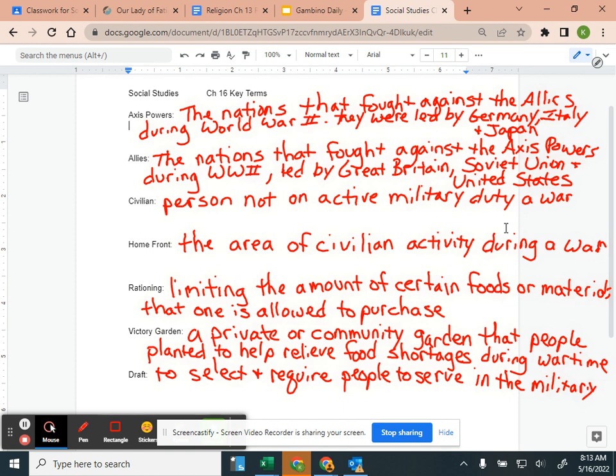There's the United States, Great Britain, France, Soviet Union, Australia, Belgium, Brazil, Canada, China, Denmark, Greece, Netherlands, New Zealand, Norway, Poland, and India. Then the Axis nations would be Germany, Italy, Japan, Finland, Hungary, Romania, Bulgaria, and Thailand. So you can see there's a whole lot more green fighting against the red.